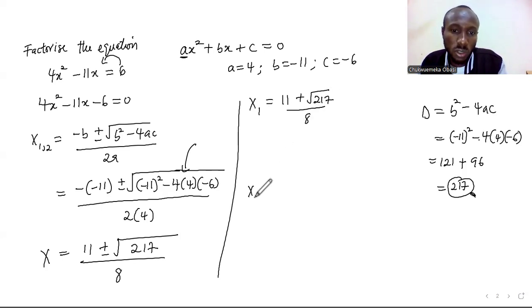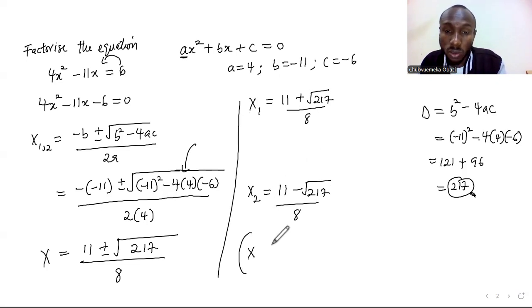And x2 is going to be 11 minus root 217 over 8. This is in the root form, right? Now, in the factored form, you want to bring them all inside a parenthesis, right? So that's going to be like x. You don't need to put the x1 and x2 again, right? You just kind of put them all together.